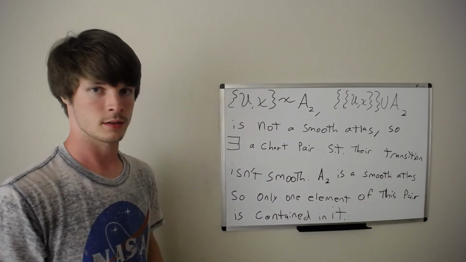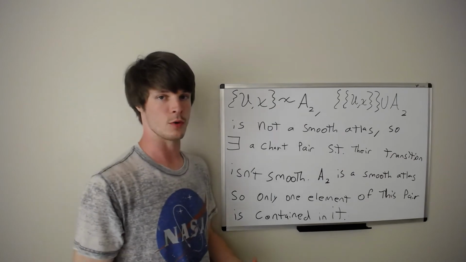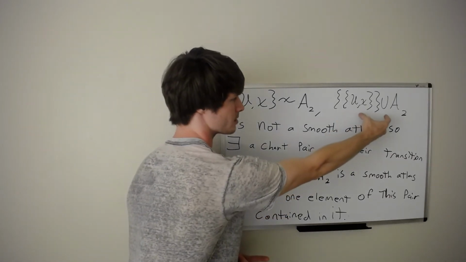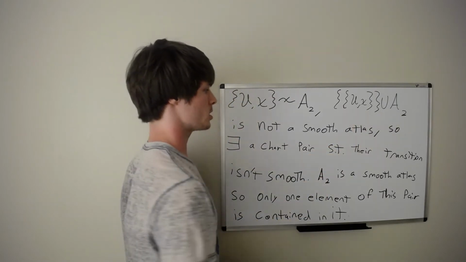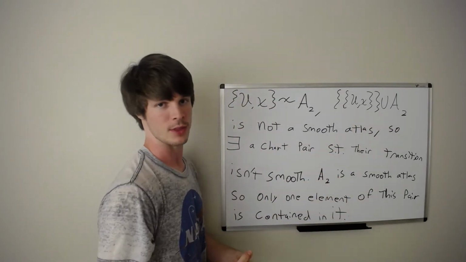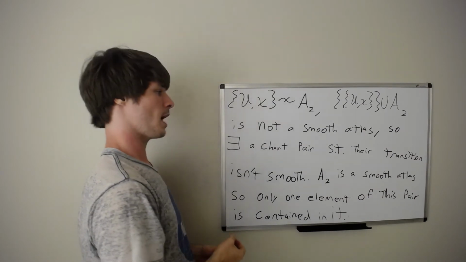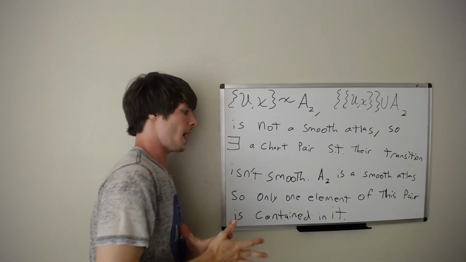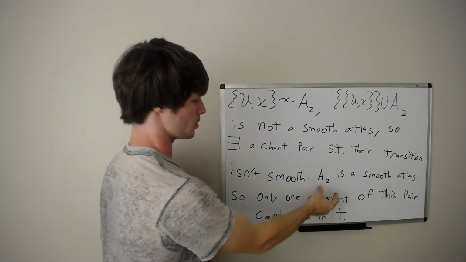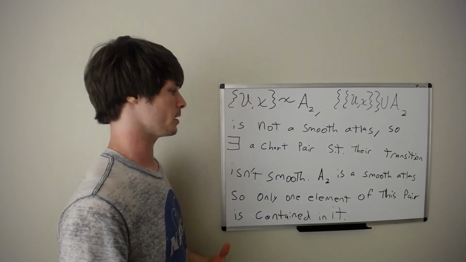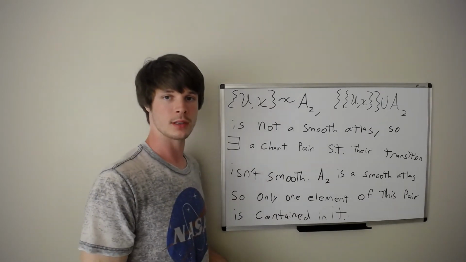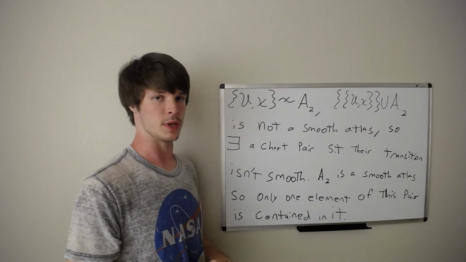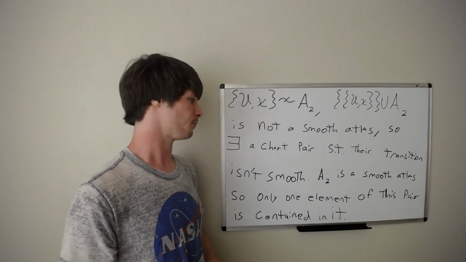So negating our definition of smooth atlas, this means that there has to exist a chart pair in this set here such that their transition, which I gave you in the definition of a smooth atlas, that transition function isn't smooth. Now our smooth atlas A2 is defined to be a smooth atlas. So every single choice of function pairs in A2 alone has to have a smooth transition.